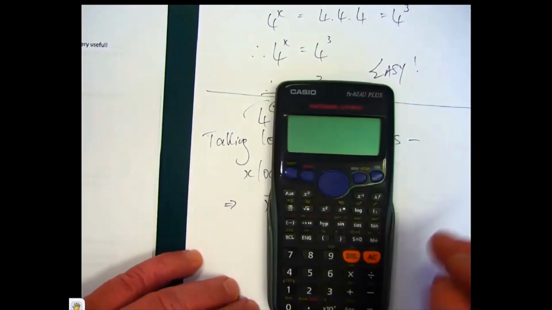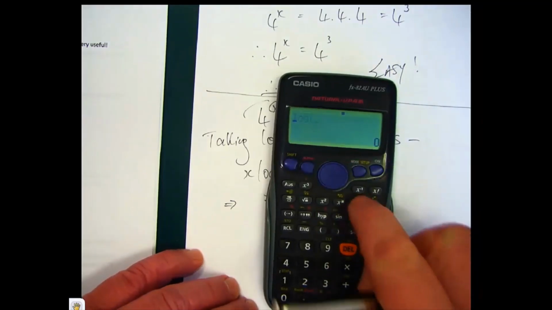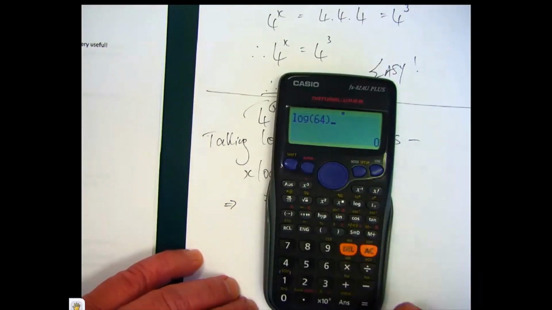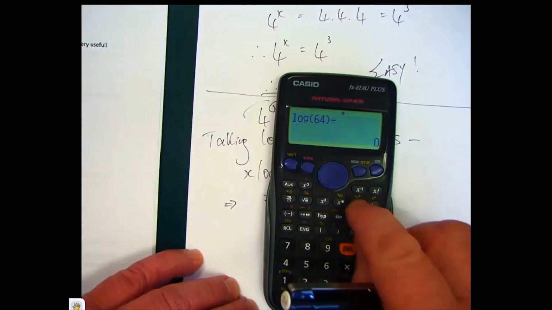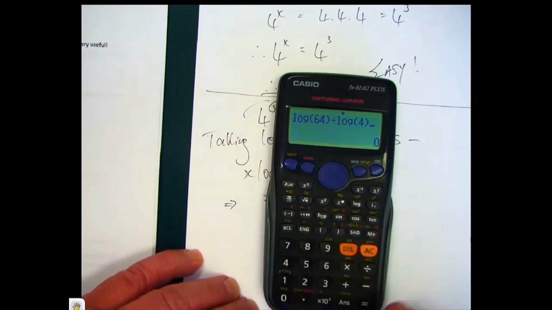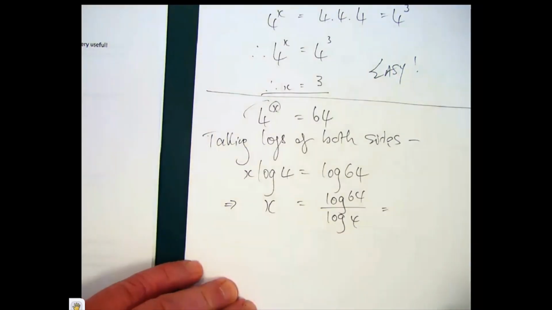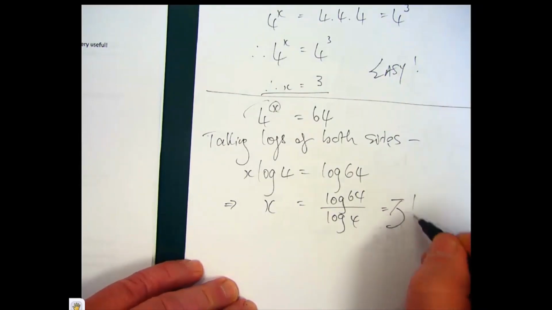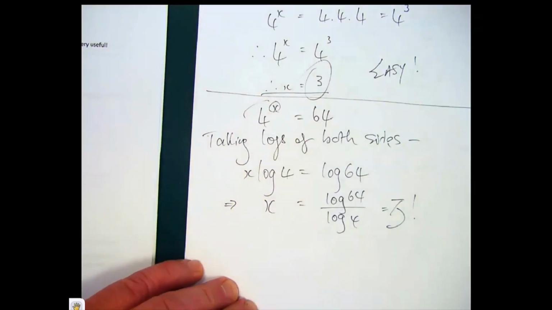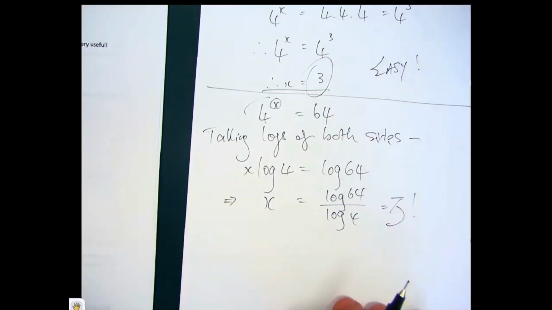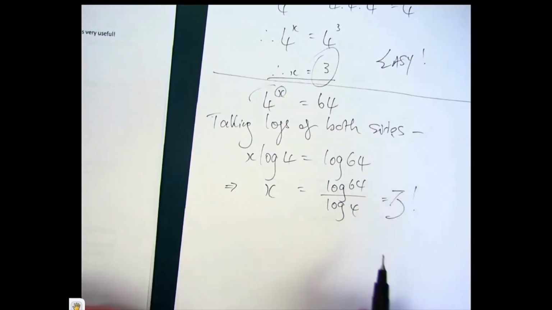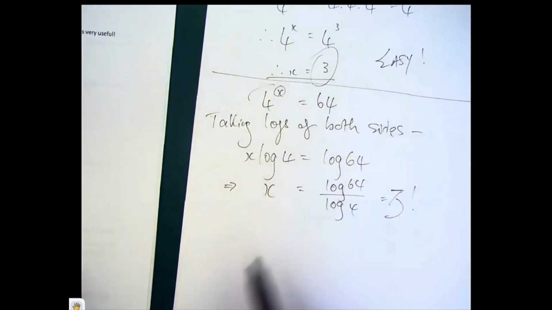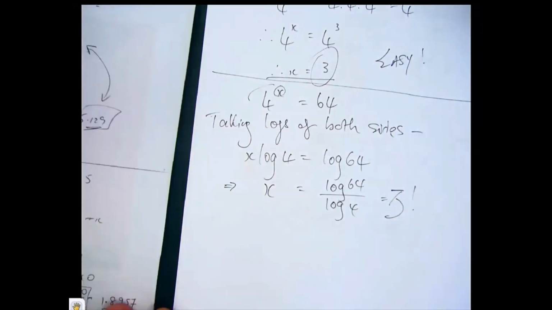Again, bring in the calculator. Here we go. Log 64, close off for good practice, divide by log 4, close off for good practice, and you get the answer 3. Well, that's good, because that's what we got up here. Now, why that's important is because sometimes this can be a bit awkward. It may not be as simple as that.